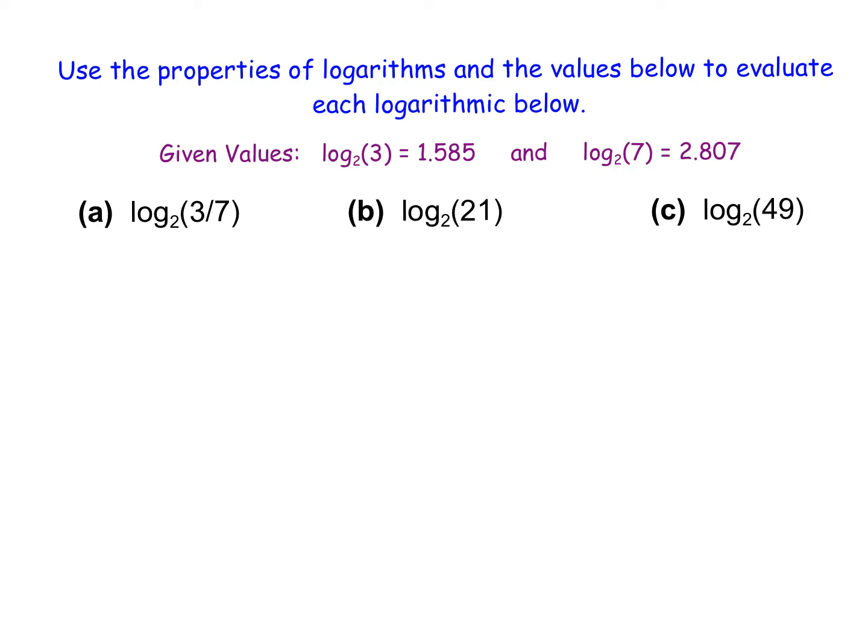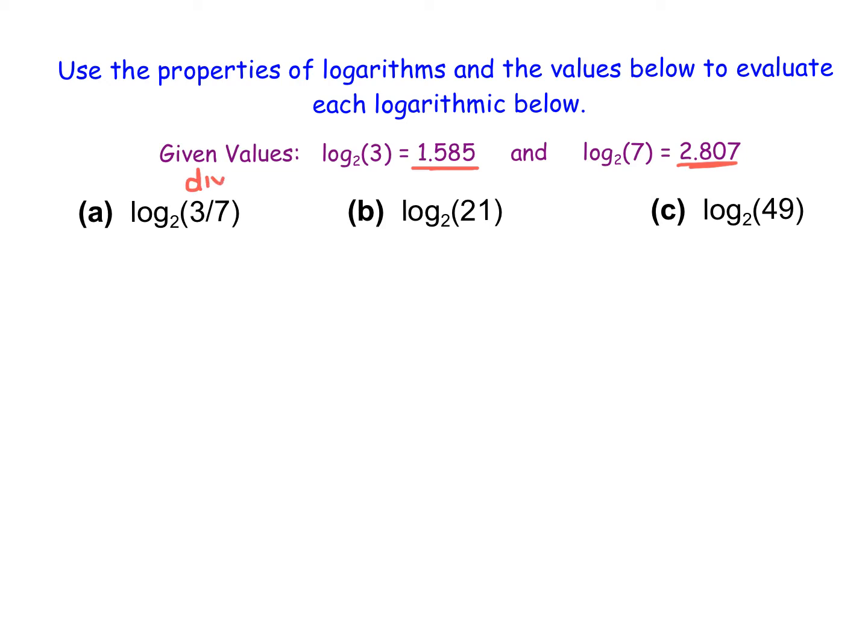So here we're given that the value of log base 2 of 3 is about 1.585 and the value of log base 2 of 7 is about 2.807. So we're going to use those approximation values to help us solve these because they are values that we know. So if I look at part A, what I noticed is that this is a division problem.